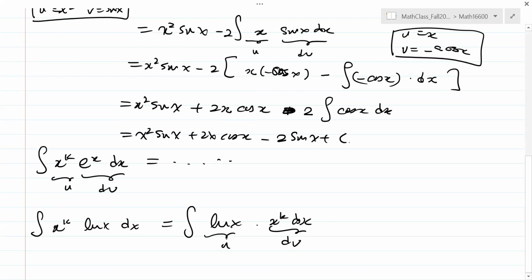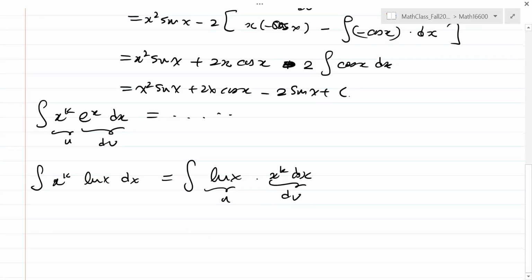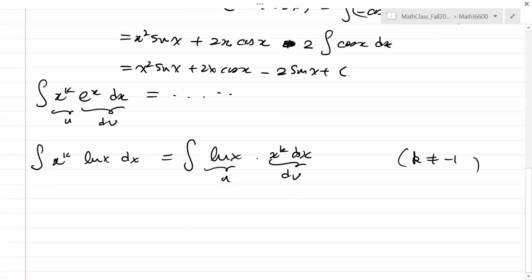So let's complete this problem. K is an arbitrary number. I assume that k is not going to be negative 1, otherwise the problem is different. Let's solve this problem. We can even get a very general formula. So what is v? dv should be equal to x to the power k dx, right? So dv equals x^k dx, and u equals natural log x.